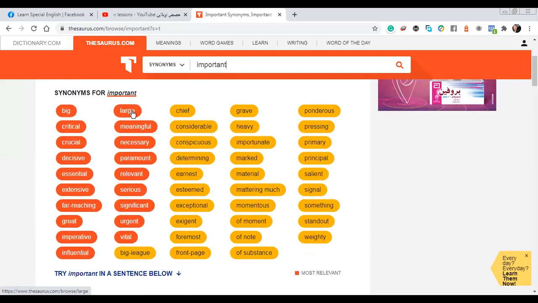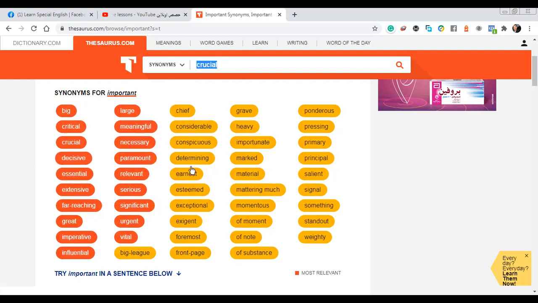We have big, large, critical, crucial. Crucial is, I think, the most useful one here, depending on the context. Again, I'm telling you, the red ones are the closest synonyms to important. But which one of them should you use? This is the question. You use the one that is suitable for your context, for your sentence. So you can use crucial, essential. These are close to the meaning of important. So I'm going to use, for example, essential or crucial.